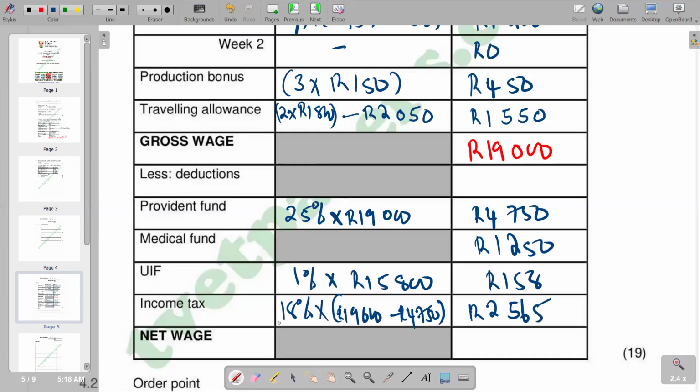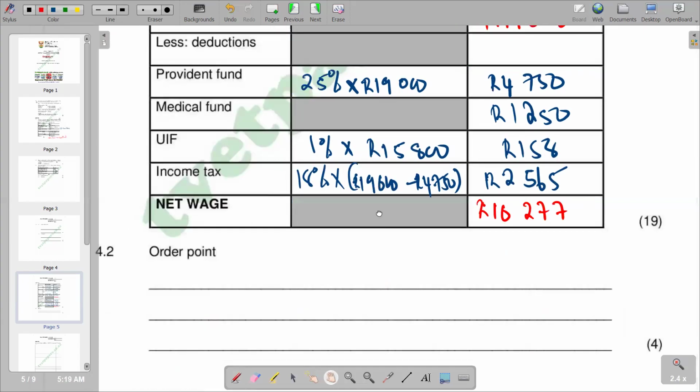Net wage now, we say gross minus all deductions. We're saying 19,000 minus 4,750 minus 1,250 minus 158 minus 2,565. And then we get the net wage figure, which is going to be 10,277. So basically, that's what we have for that part.